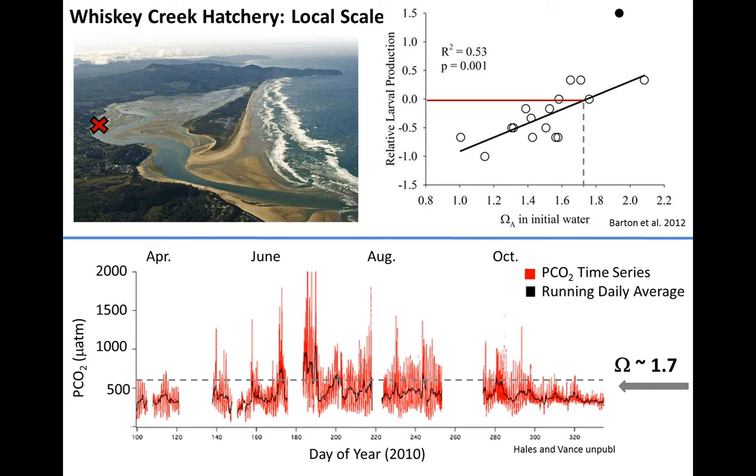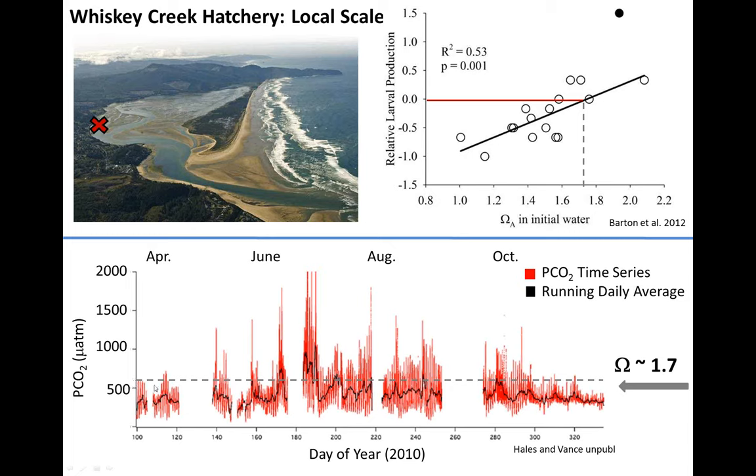And this is the PCO2 time series from the hatchery in 2010. The black line is a running daily average, and the PCO2 is at one minute data frequency. And what you'll notice here is, if we approximate what the saturation state would have to be at typical alkalinities for a given PCO2, it's about 550 or so.